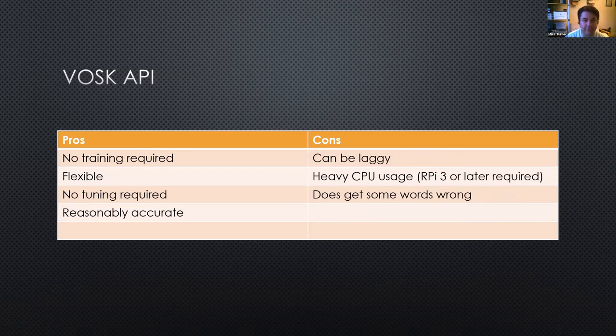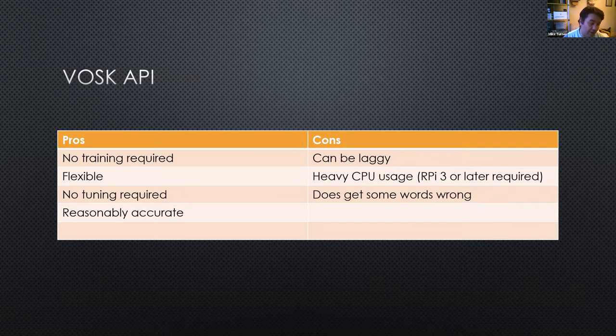And then I moved on to Frasca API. Now, Frasca API works really, really well for what it is. So no training, no customization. I didn't need to do anything to make it work. And it was out the box producing really accurate voice recognition. The only drawback is it's a bit laggy and it's quite heavy on the CPU.